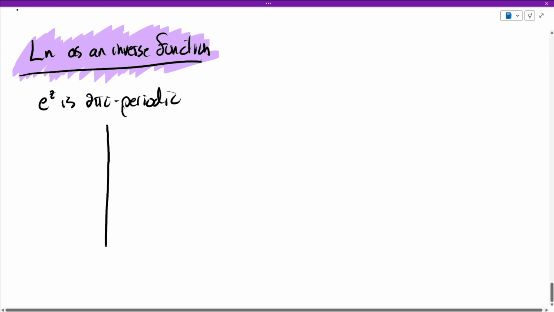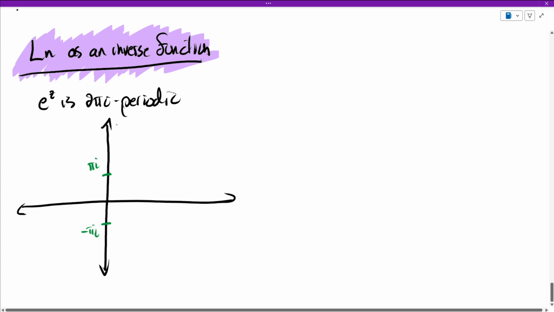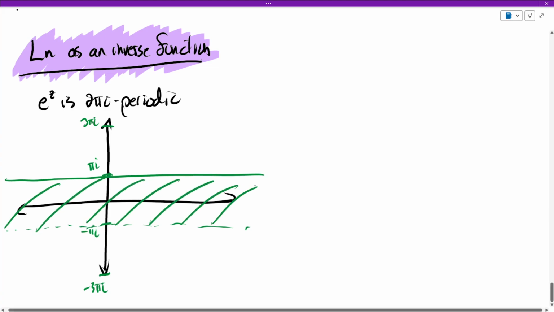And what that told us was if we were to chop up C into 2 pi i pieces, so here's pi i, and down here at negative pi i, and then up here at 3 pi i, and down here at negative 3 pi i. Every horizontal slab of width 2 pi, the exponential function repeats the output. So in particular, since it's 2 pi i periodic, it's not one-to-one everywhere.